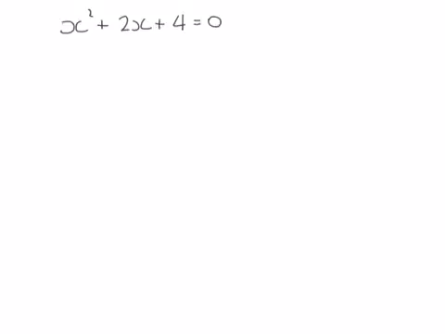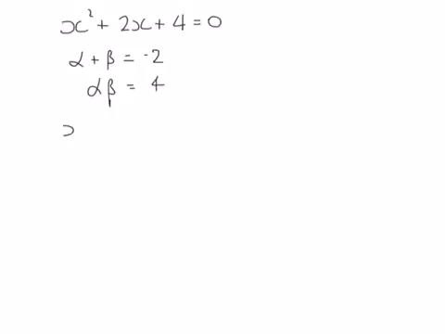So, looking at the quadratic equation again, if the roots exist, we know that the sum of the roots, alpha and beta, has to be minus b on a, so that's minus 2, and the product of the roots has to be c on a, so that's 4. So, if they exist, then we should get some roots.